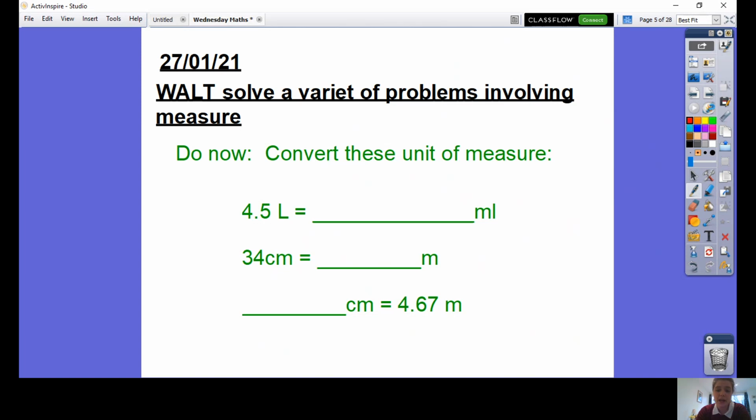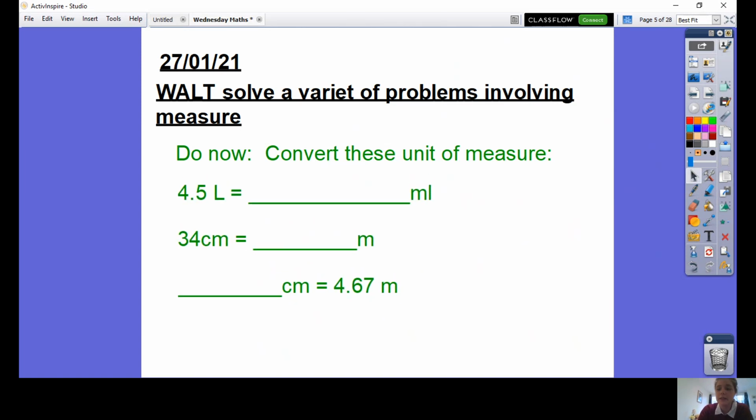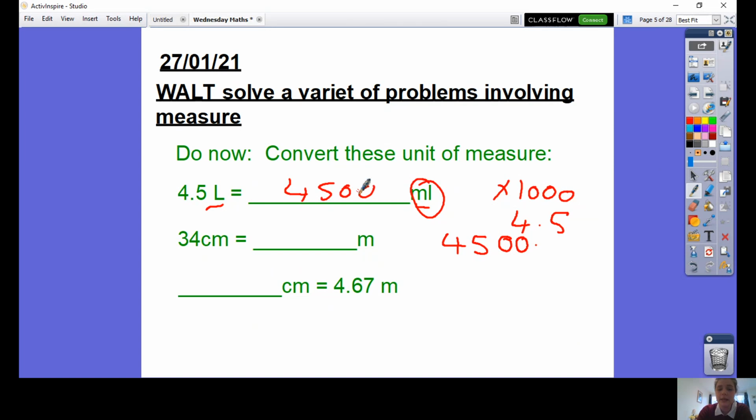Okay, so I'm going to go through the answers now, remembering that we need to use our conversion facts in order to help us. For this question, we're converting from litres to millilitres. I know there are 1,000 millilitres in a litre, and I'm converting to the smaller unit, so I need to times. 4.5 times 1,000. Down, 1, 2, 3. 4 there, 5 there. Placeholders here and here. 4,500 millilitres.